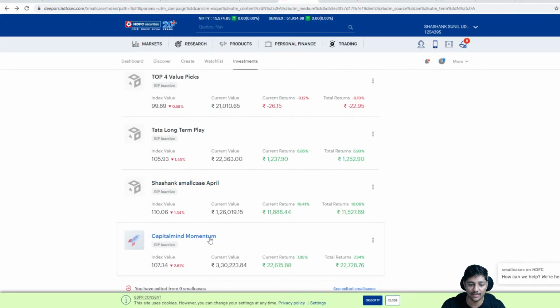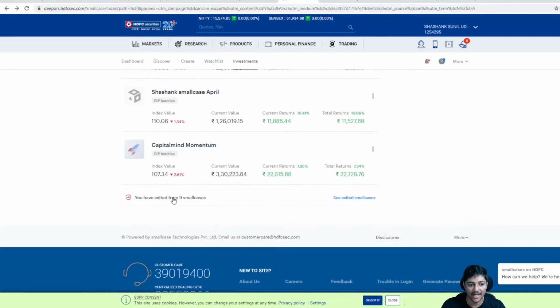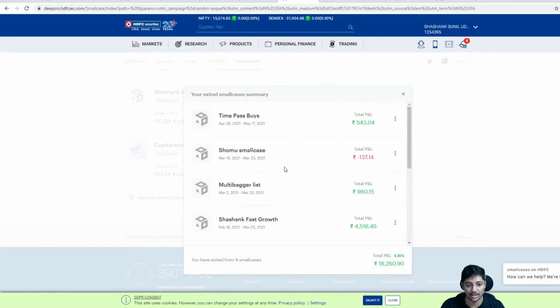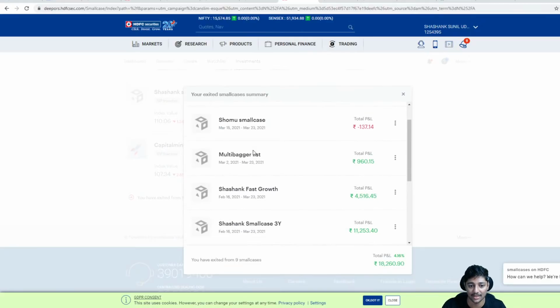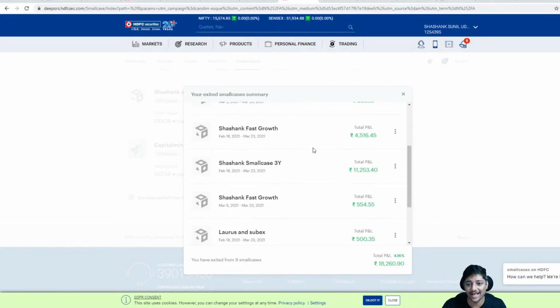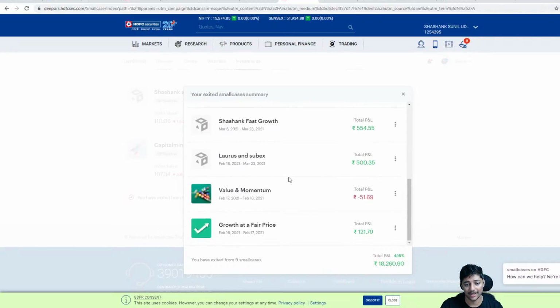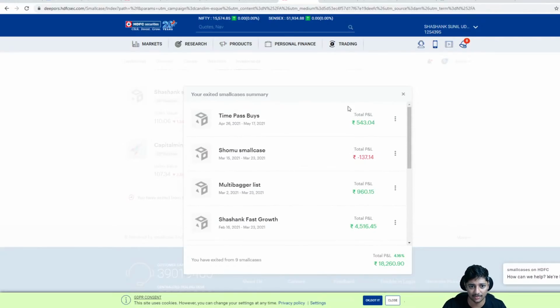And then most of it I'm investing in CapitalMind for now. And there are some other small cases that I keep creating for my friends. I create one for my friend as well. Then I have some fast growth portfolios. I have a 3-year small case portfolio. Yeah, and these are some of the ones that I keep looking at as well.